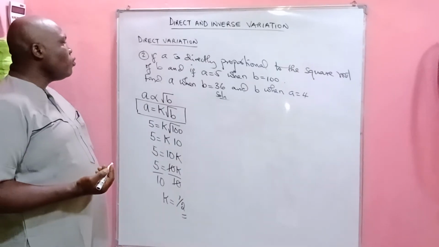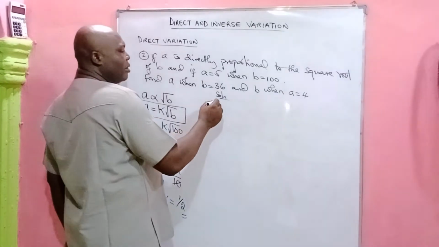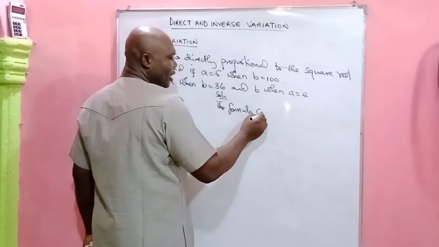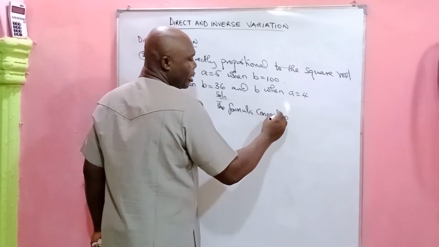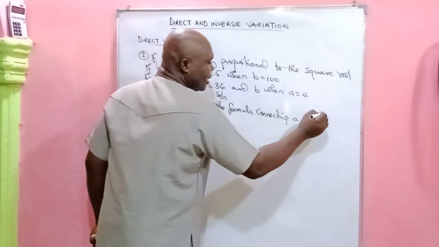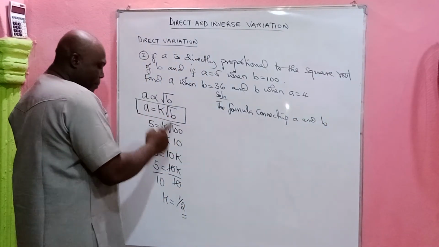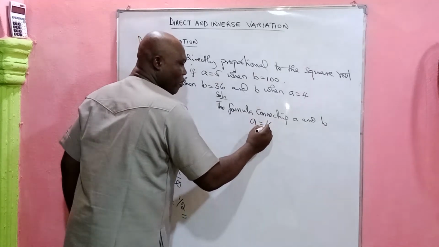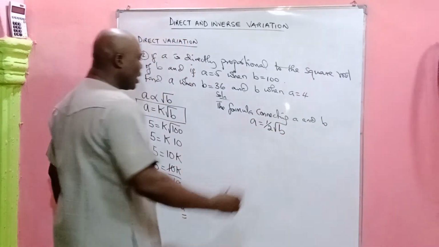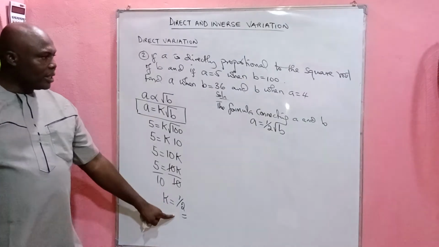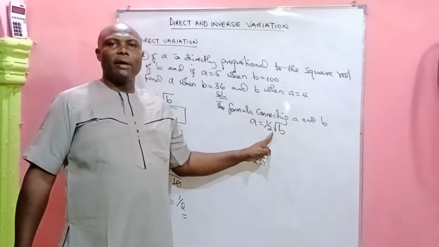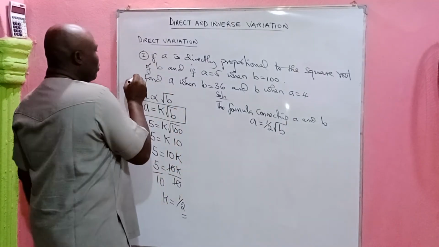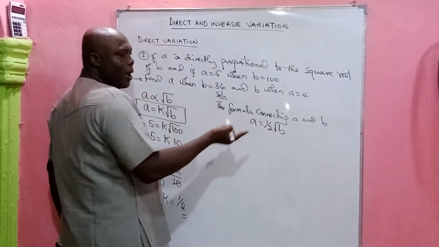Alright, now we've been able to have this, so we can now bring out the formula connecting A and B. The formula connecting A and B will be to make k half. So A is equal to half of the square root of B. That's the formula connecting them, where k is half. You only substitute k as half. With this formula connecting them, you can find any question they ask. Which is here. They say we should find A when B is 36.